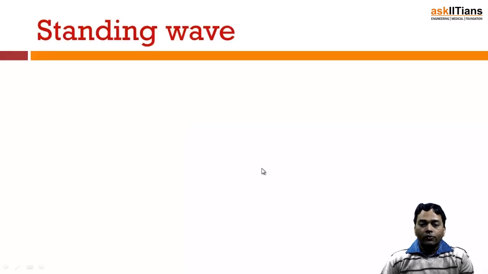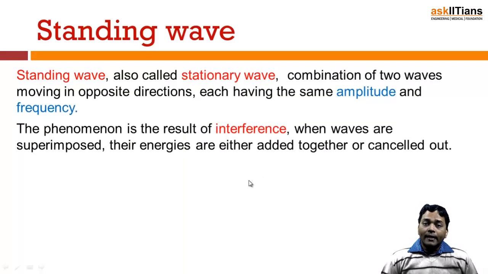Moving on, we'll now try to understand standing waves. What do standing waves actually imply? A standing wave is also known as a stationary wave, where there is no net transfer of energy or particle motion taking place. This is a result of the combination of two waves moving in opposite directions. They have the same amplitude, the same displacement, everything remaining the same.